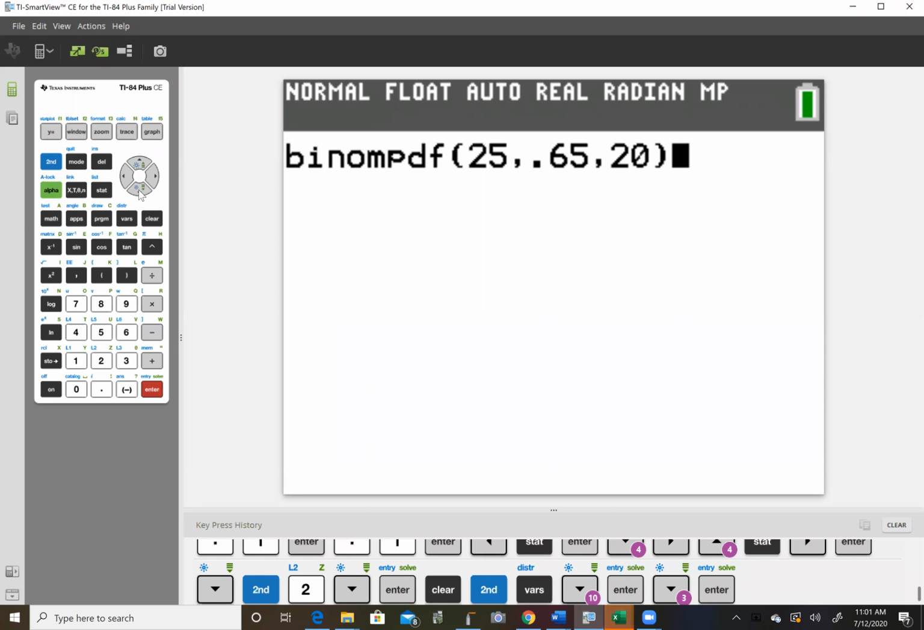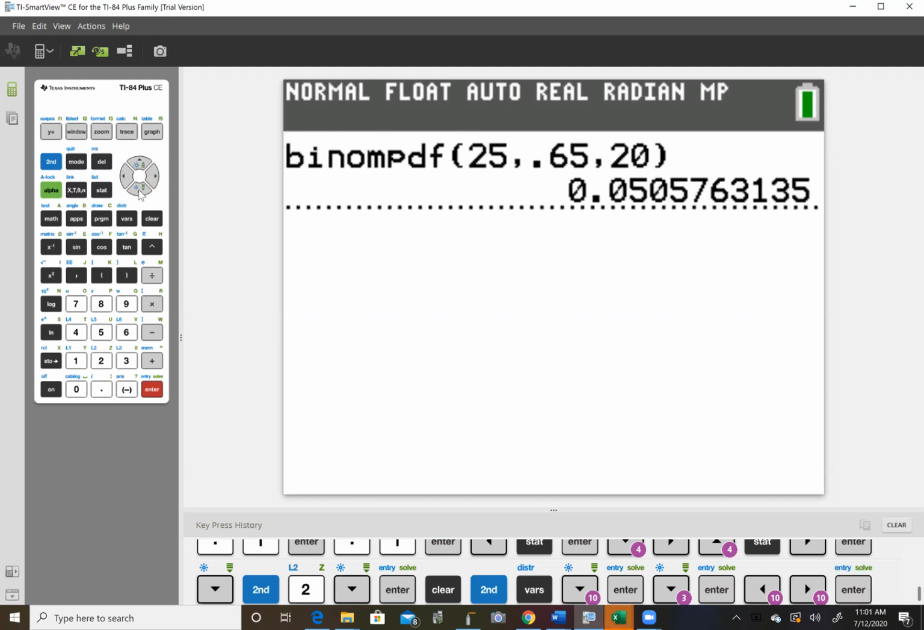Now I'm going to stop here before I hit enter to get my answer, because if you have an older calculator, instead of getting that nice little screen where you get to input all of those numbers like I just did, you will just get binompdf and a parenthesis, and then you need to enter these things in. So you put the number of trials first, then a comma, then the probability, then a comma, and then the number you're looking for. Okay, then enter. So the probability of being late exactly 20 times is approximately 5%, 0.05.